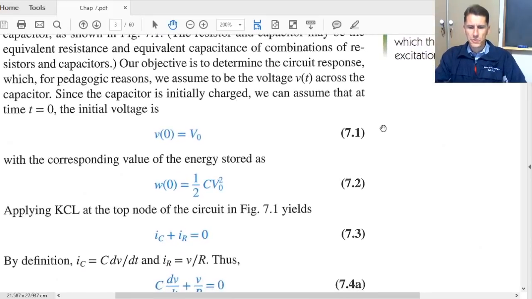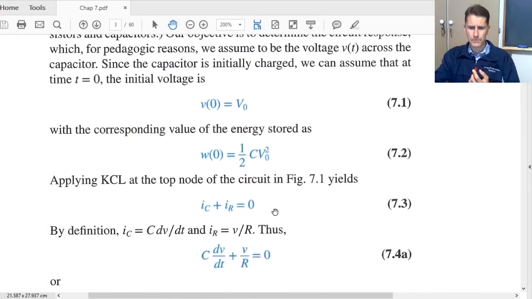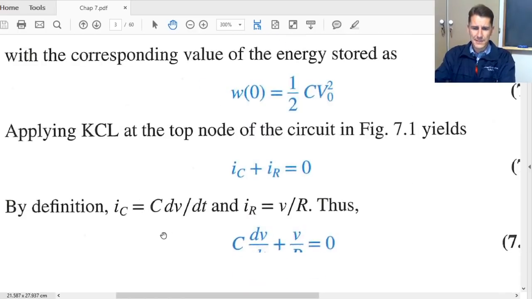Then we're going to apply Kirchhoff's current law at the top node. Kirchhoff's current law says all the currents that go in must equal all the currents that go out. But in this case, all the currents are going out. So IC plus IR has to equal 0. So we've got that equation. Then from chapter 6, we know that the current through a capacitor is C dV/dt, and through a resistor, that's just Ohm's law.